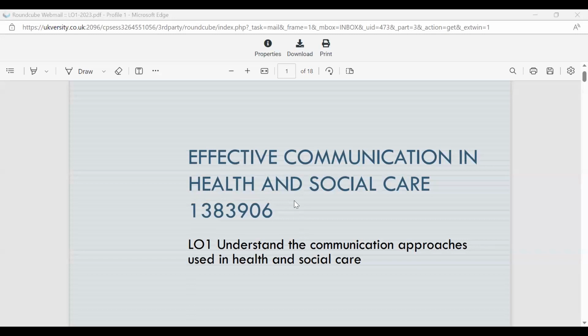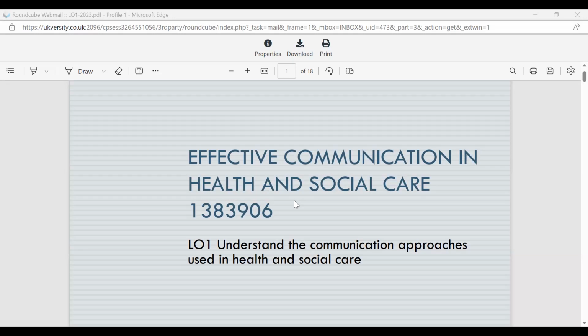So this is the start of a new module. You've got 4 learning outcomes. You've got learning outcome 1. Tomorrow is learning outcome 2. Next week, learning outcome 3 on Saturday. And then on the Sunday is the assignment discussion. So you've only got 3 learning outcomes and 1 assignment discussion.